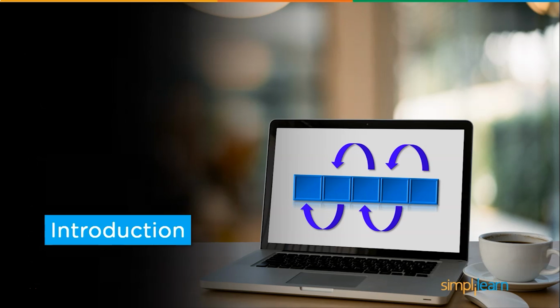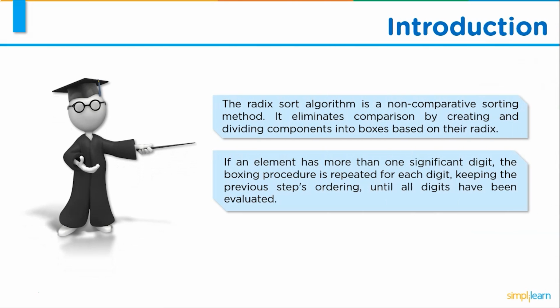So without any further ado, let's get started with an introduction to Radix sort. Radix sort is a non-comparative sorting algorithm. It avoids comparison by creating and distributing elements into buckets according to their radix. And for elements with more than one significant digit, this bucketing process is repeated for each digit while preserving the ordering of the prior step until all digits have been considered.